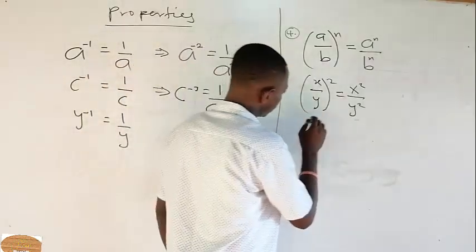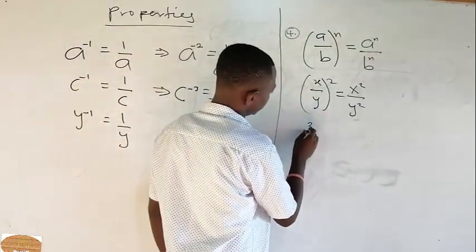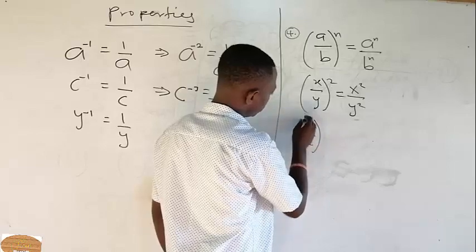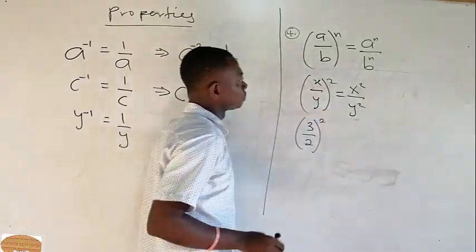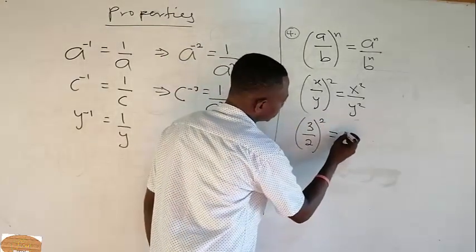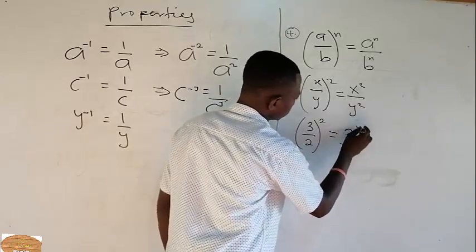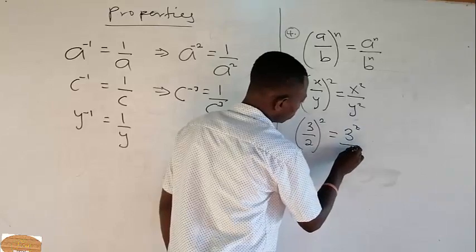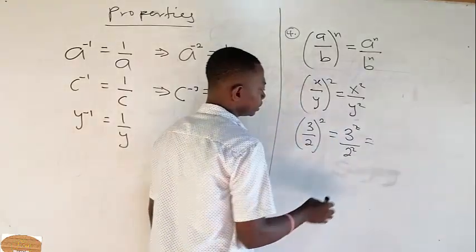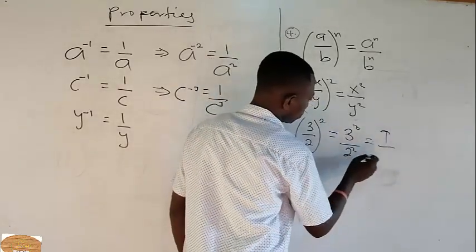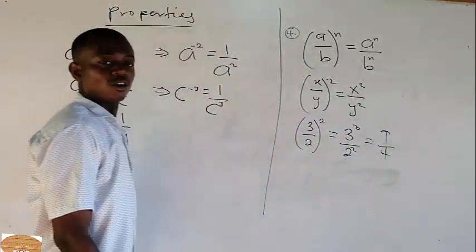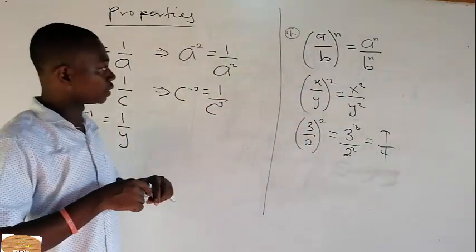In case we're given 3 over 2 all to the power 2, this one is the same as 3 to the power 2 over 2 to the power 2. 3 to the power 2 is 9, then 2 to the power 2 is 4. So that's that. Don't forget this one.